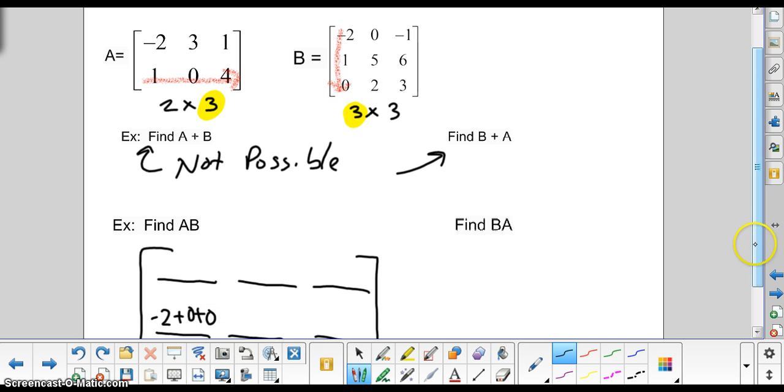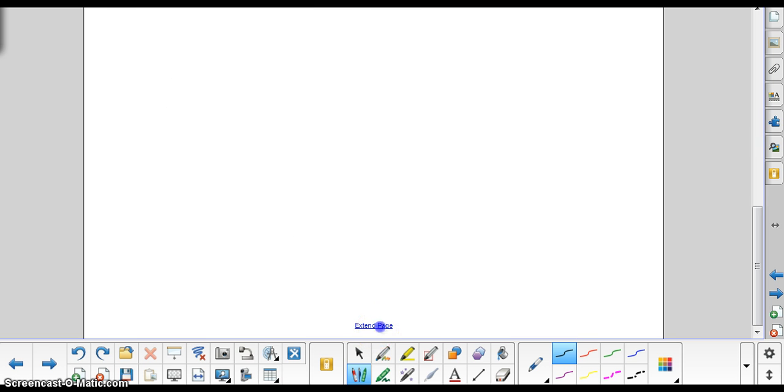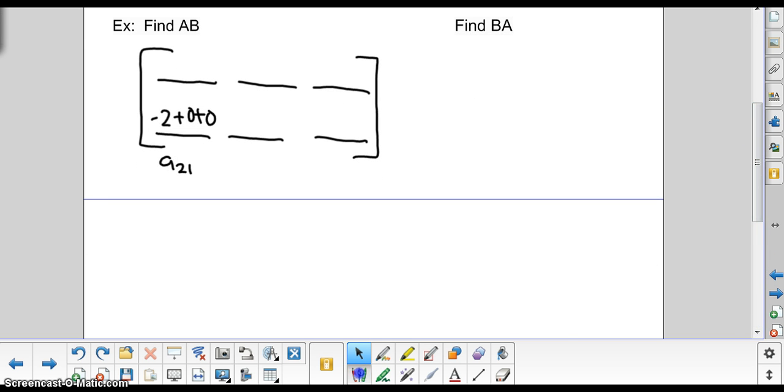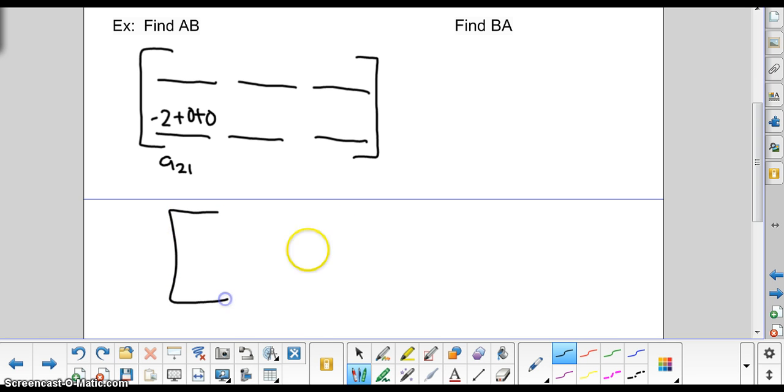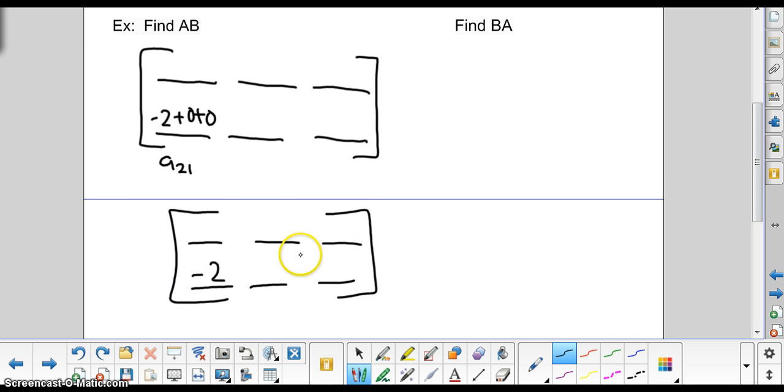Well, that's nice. So then I end up with my answer being a 2 by 3 matrix, and down here I know that this is going to be negative 2. See if you can do the rest of these 5 elements for the product between matrix A and matrix B. Take a few minutes, give it a try, see how it looks.